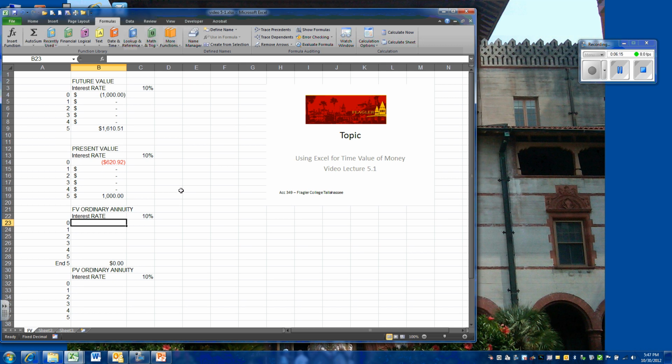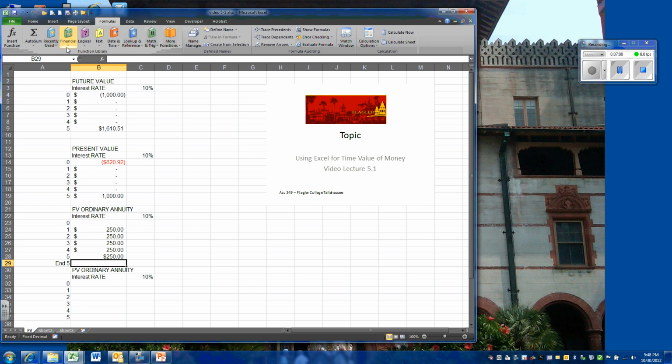All right, so let's take a look at the future value of an ordinary annuity. An annuity consists of equal payments over time. So let's say we're going to invest $250 at the end of each period. And the question is, what is the future value of this annuity where we're going to receive 5 payments of $250?